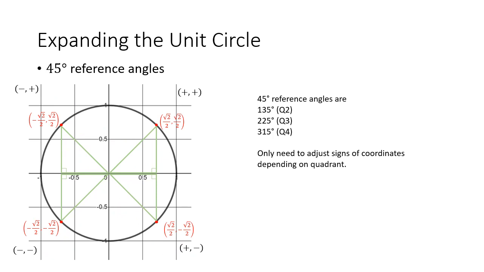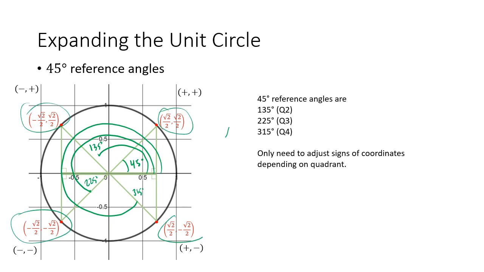And then finally, 45-degree reference angles are the same thing. We have 45-degree reference angles in each quadrant, so 45 degrees there. 45 degrees in the next quadrant would give me this 135 degrees. If we go 45 degrees in quadrant 3, that'd be 225 degrees. And if we go 45 degrees in quadrant 4, that is our 315 degrees. And they all have the same coordinates, root 2 over 2, root 2 over 2, and all we have to do is change the signs depending on what quadrant we're in.